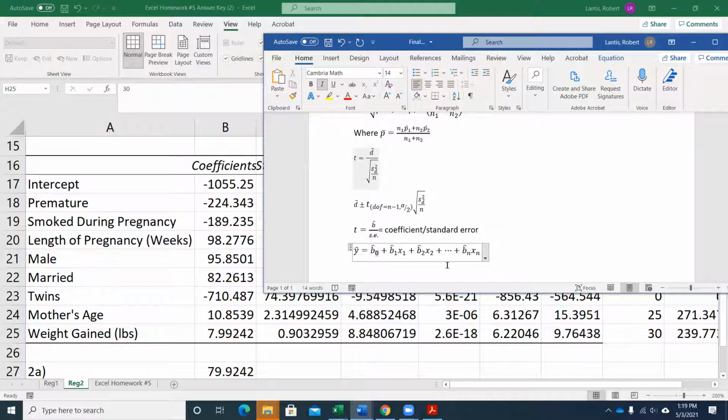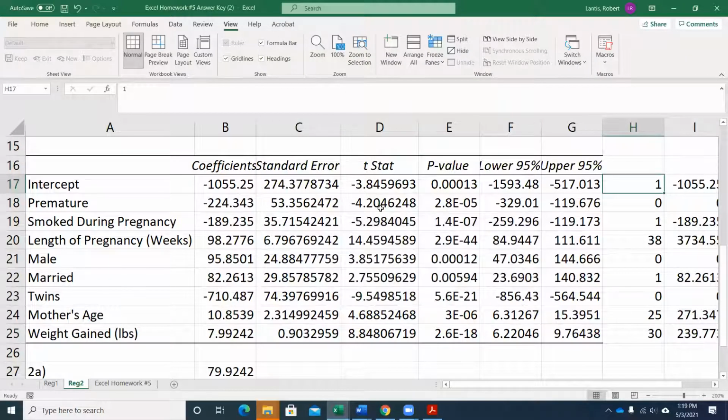Now, a couple mistakes that I saw people make. For one, and you don't have to do this in Excel, you can easily do this by hand, you have to add in the intercept, right? If you're making a prediction for that y value, you need to add in the intercept.